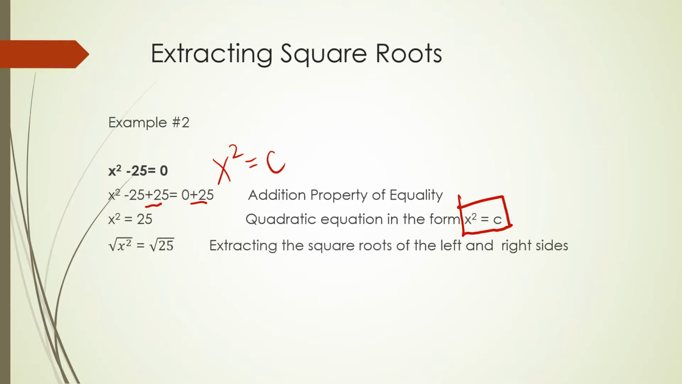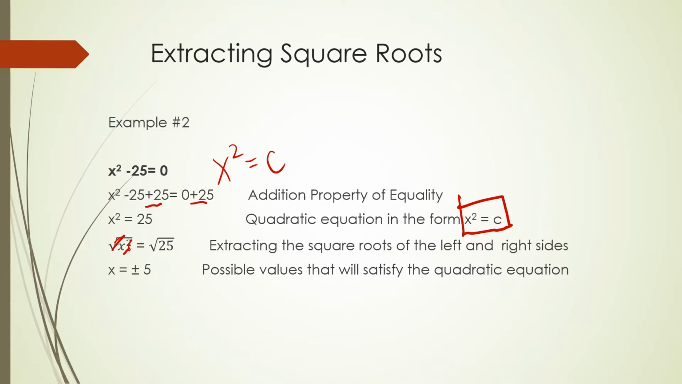Now, extract the square root of both sides. What is the square root of x squared? So, square root and then x squared, it will cancel. Okay, it will disappear, so only x is left. And then, the square root of 25 is positive and negative 5. Those are the possible values that will satisfy the quadratic equation.